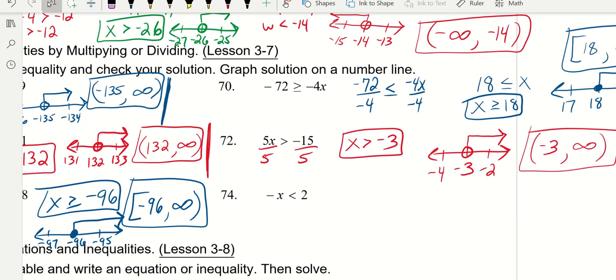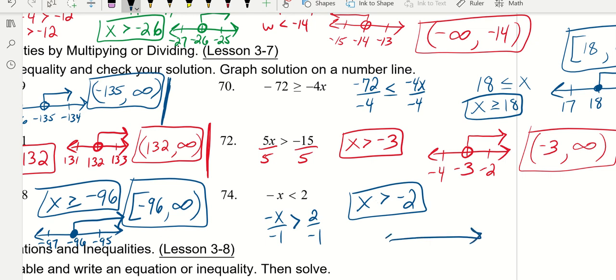Last one here, 74. This is negative 1 multiplied by x is less than 2. So we're going to have to divide by negative 1 on both sides. I know this doesn't seem like you have to do this. Why can't we just say x is less than negative 2? Well, what you're actually doing mathematically is dividing by negative 1. So we do have to flip that sign. And it looks like this. That is a negative 1 for the coefficient of x. So we get x is greater than 2 over negative 1, which is negative 2. There we go. X is greater than negative 2.